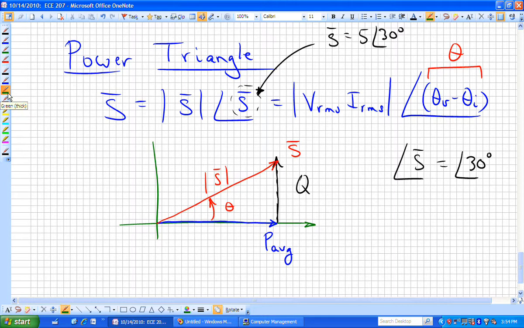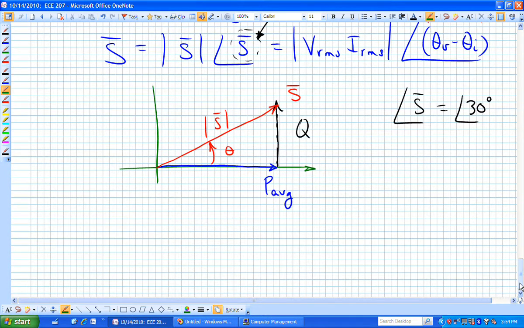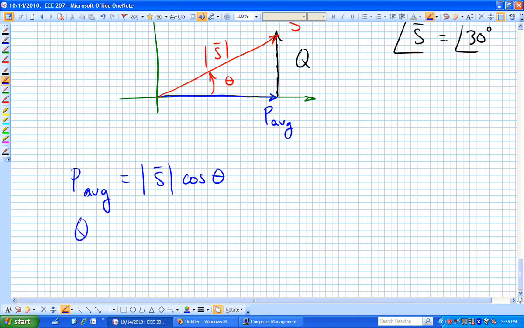That's our power triangle, where our P average is hopefully from that picture. If you forget what all of these are, just draw that sketch. Then you have P is the magnitude of your complex power, that's your apparent power, times the cosine of theta. If you want your Q, that's just the opposite side of that right triangle, which is the magnitude of your complex power, or the apparent power, times sine of theta.